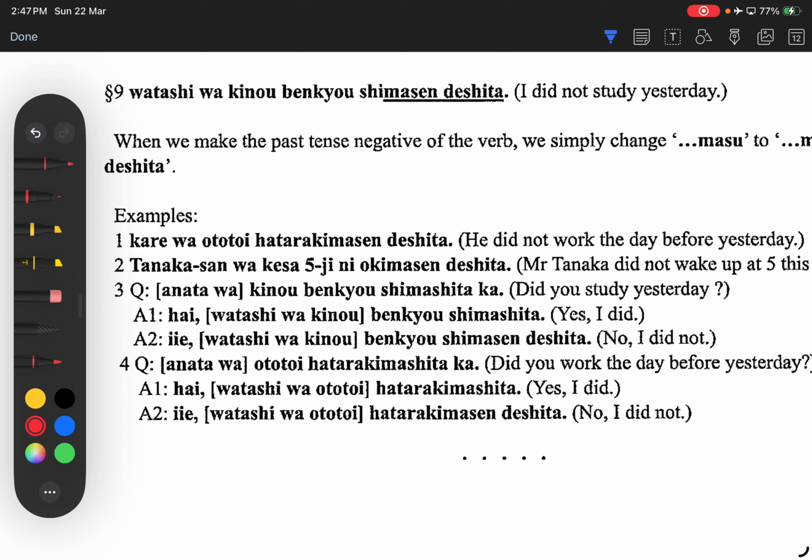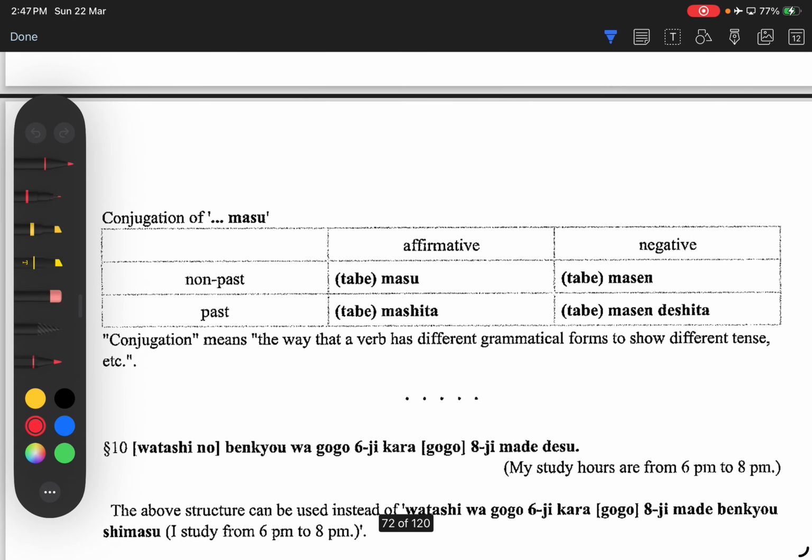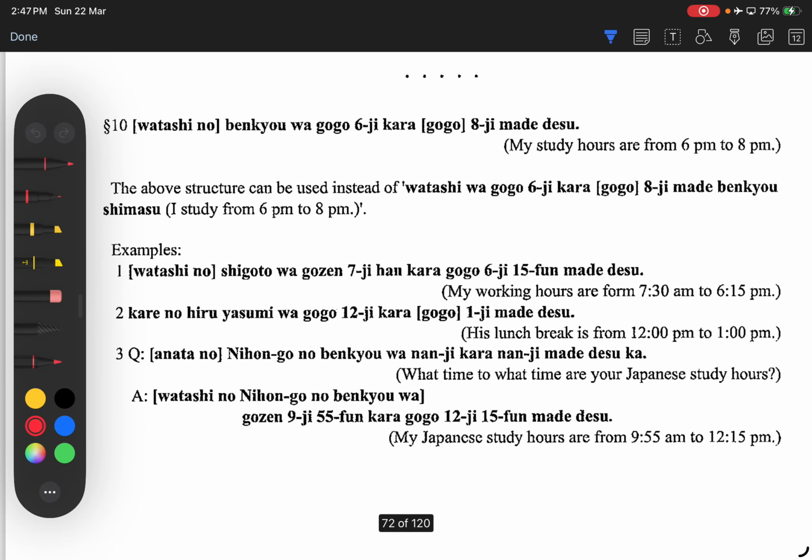So shimasen, deshita. Each has its own role. Shimasen tells us that it's negative. Deshita tells us it is past tense. So shimasen deshita. We have this table that summarizes everything here. You can refer to this table on which one is the past tense and which one is the negative version. Okay.